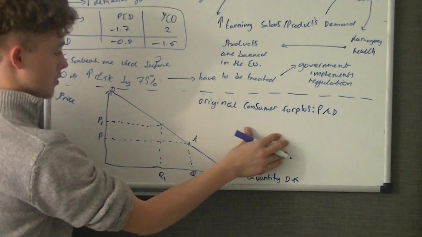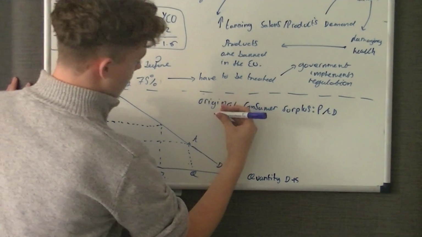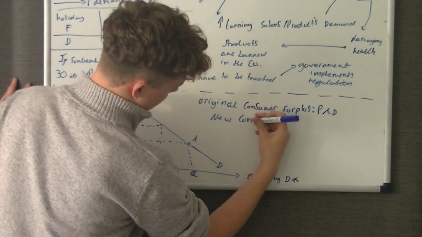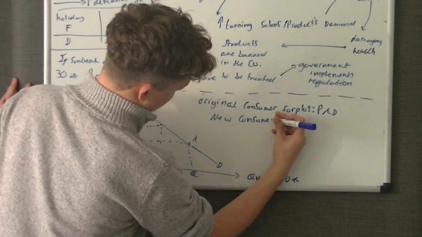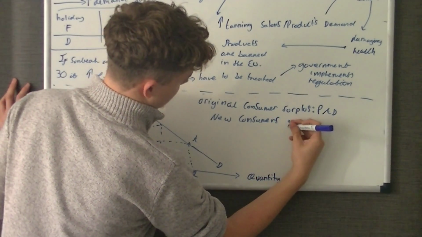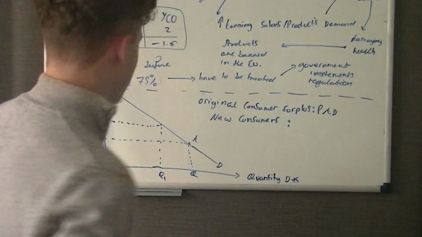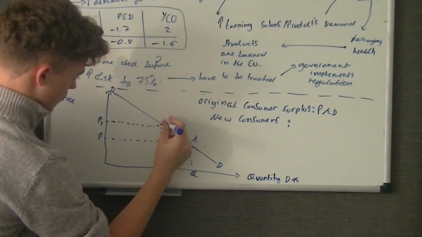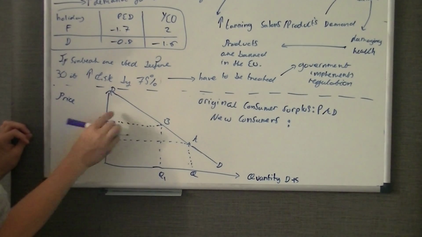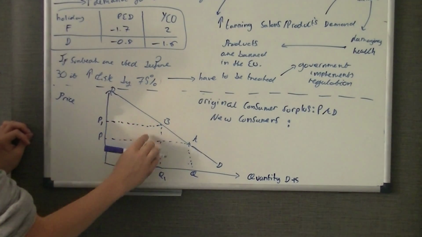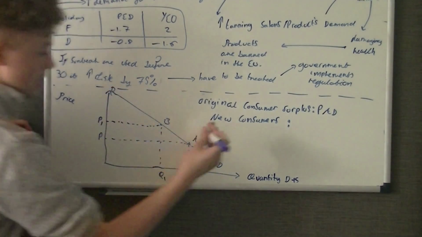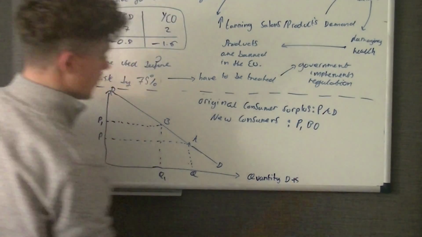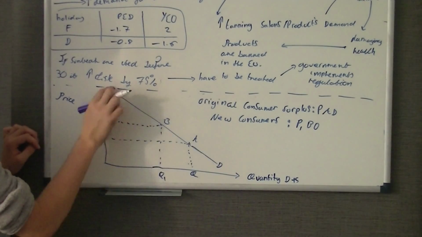So you say that's the original consumer surplus, and then you say the new consumer surplus. You say 3 things: new consumer surplus, old consumer surplus, and lost consumer surplus. So the new consumer surplus is, we'll call this point B. So we say new consumer surplus is this part here above the price line. We've lost this bit, so it's P1BD. So P1BD, you can relate that to these points, that's B and that's D.